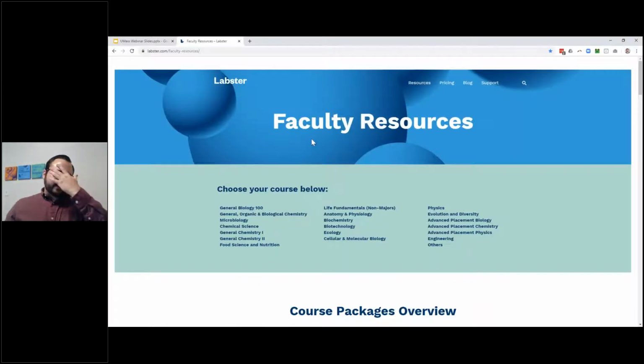So this is our faculty resource page. This is where everything Labster is and where you're going to be able to go in and play around as an evaluator. As you can see here, everything's kind of grouped by course. But when you're actually choosing which ones you want to use in your course, it's a la carte. So you can design your own custom package for whatever fits best for you.